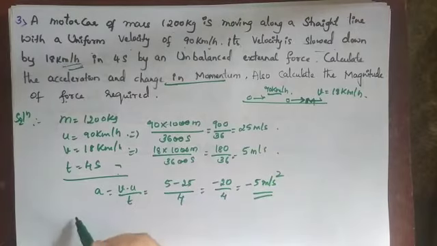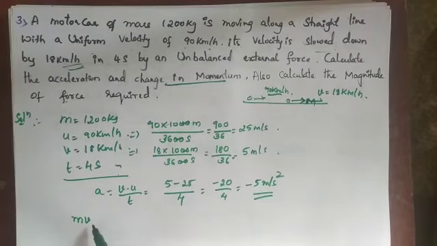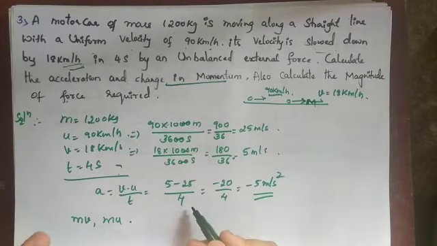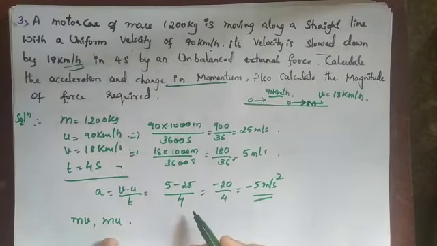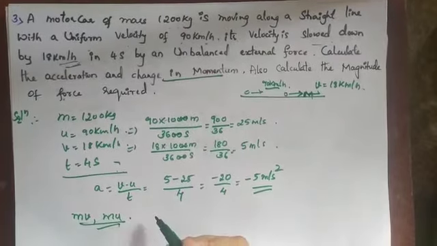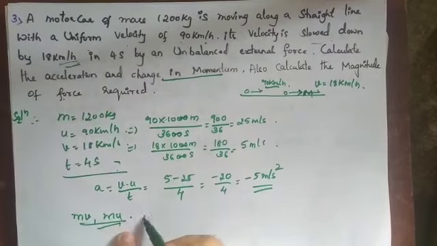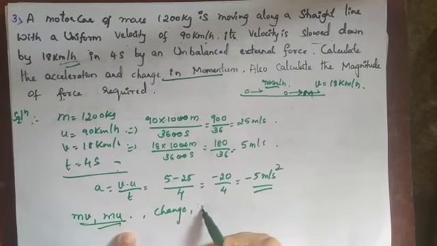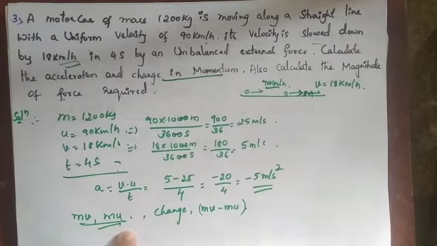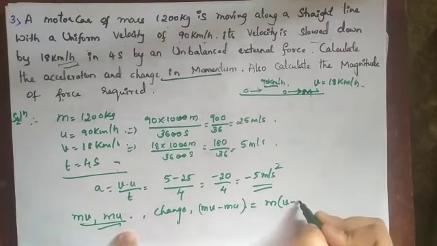Next is change in momentum. Final momentum is mv, initial momentum is mu. If you have two objects, you will write m1 v1 plus m2 v2 and m1 u1 plus m2 u2. Here they have not said anything about two objects, only one object, so mv and mu. Change in momentum means mv minus mu. Here m is constant because there is only one object, so I take m outside: m times v minus u.